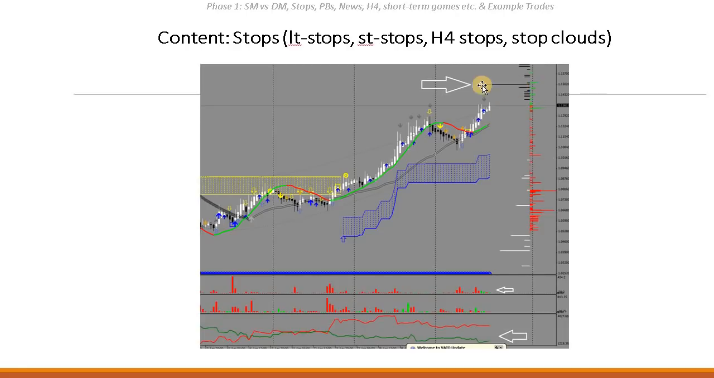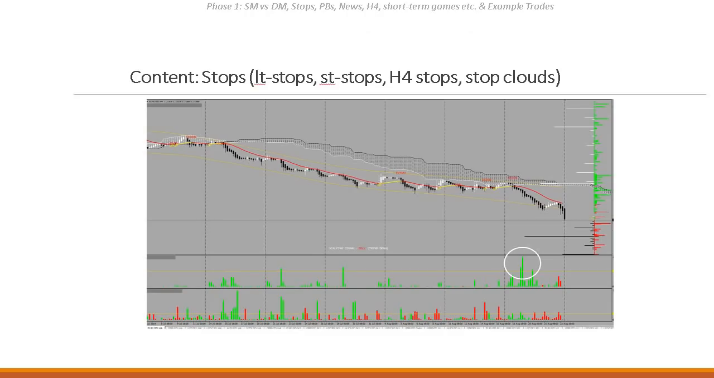Okay, so let's start with a very simple example. We know the drill. There is a stop accumulation. It is a target for the smart money cartel. They want to take it out. So they push the price up there, for example, and go for the stops. And as I have shown in other videos, there are other very, very relevant aspects you should be aware of.